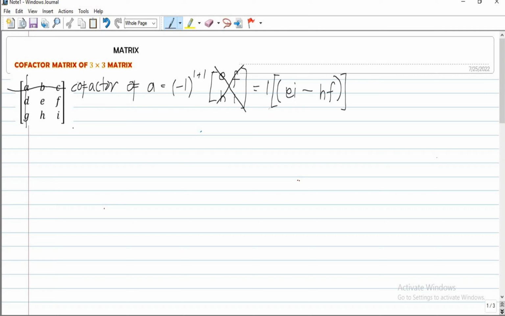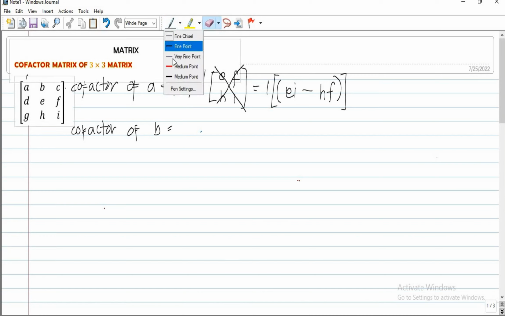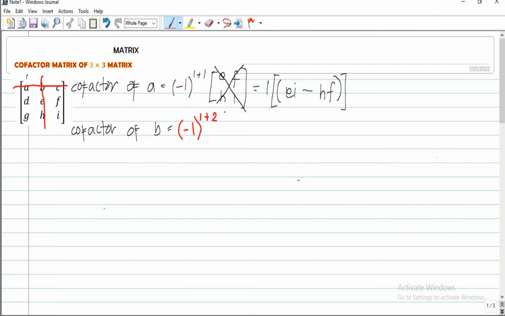Okay? So ulit, let's have the cofactor of B. So yung cofactor of B is ito lang. To determine the cofactor of B, ililipat ko ulit yung pivot dito sa may B. Okay? Then, again, constant si negative 1. Yung kanyang exponent, B is located at row 1, column 2.